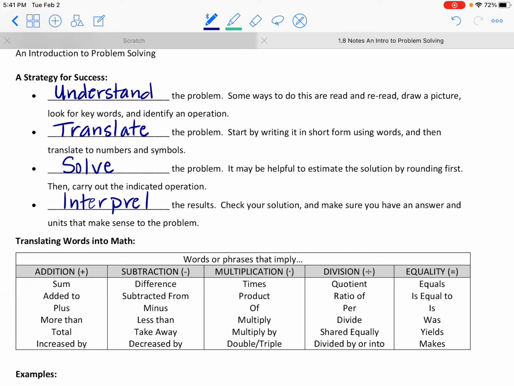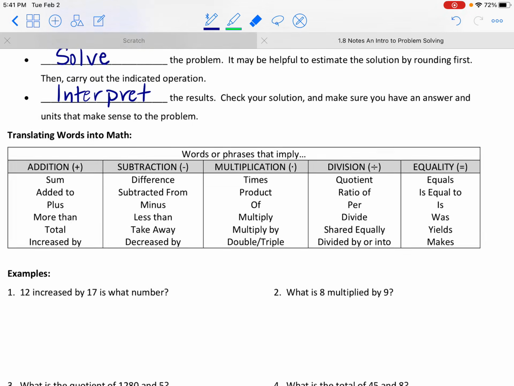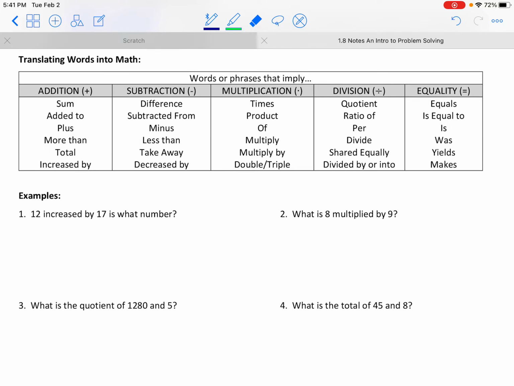Did we get an answer that makes sense for our problem? We can check it, work backwards, make sure that it works. And if we have units or some appropriate way to answer the question, let's make sure we have answered it appropriately. So understand it, translate it, solve it, and then interpret to make sure we have a reasonable and sensible solution. The translating part is probably the hard part, because there are lots of different words that we're going to see, and we have to know their meanings.